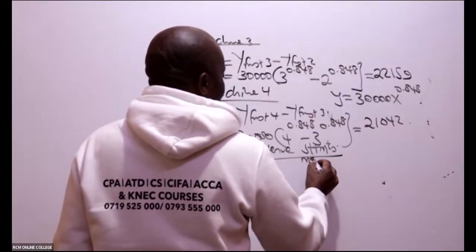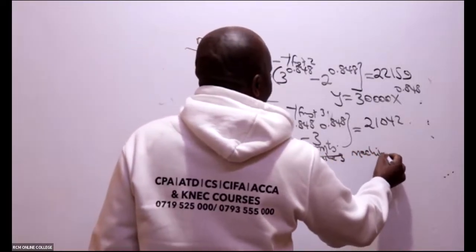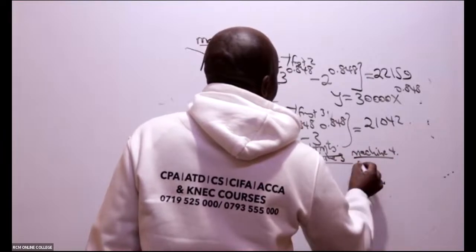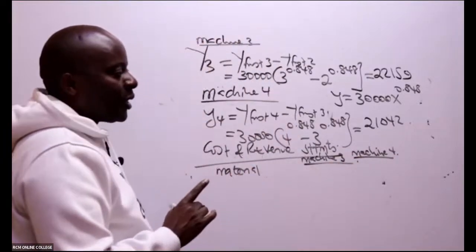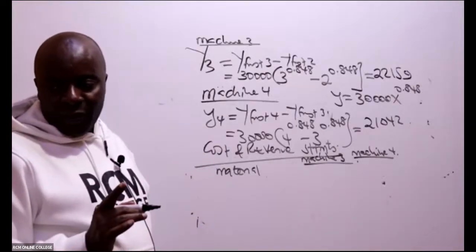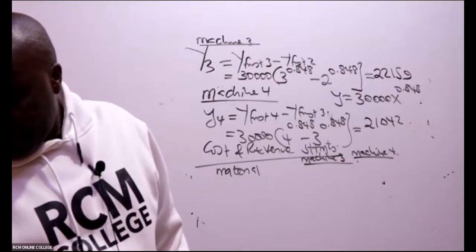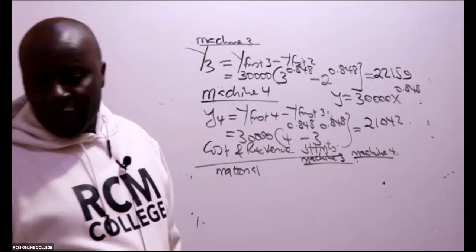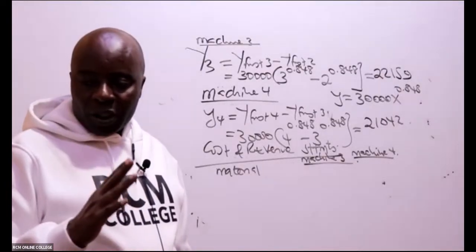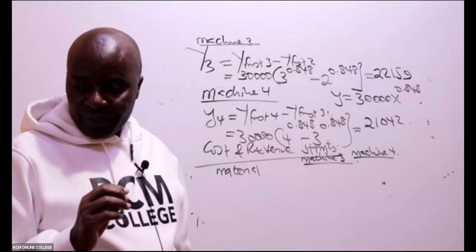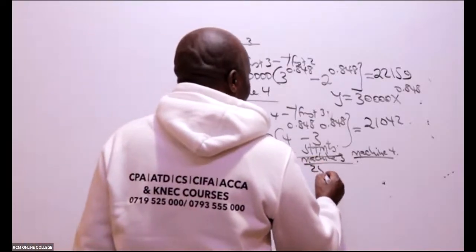So we have here machine 3. We have here machine 4. So we start with the materials. Material, remember now we are treating these machines independently. So then what is the material cost for each of these machines? 25,000. So machine 3 will be 25,000.